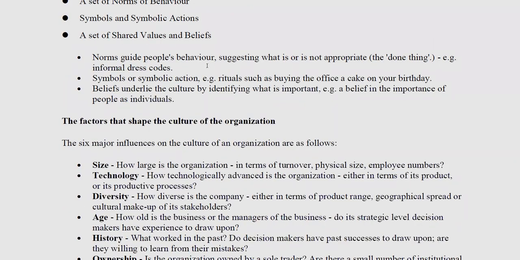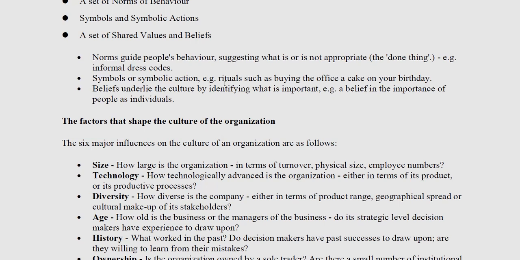So the norms guide people's behavior, suggesting what is or what is not appropriate. The done thing, like your informal dress codes, Friday wear, all those things, Lacoste. So the symbols and symbolic actions, like the rituals in the organization, like buying the office a cake on your birthday, and also then beliefs that underline the culture by identifying what is important. This is mostly known as the paradigm. So the beliefs that you have, the underlying shared value, what you take for granted, what is the key or the core of the organization. Okay, this is what we call the underlying paradigm.